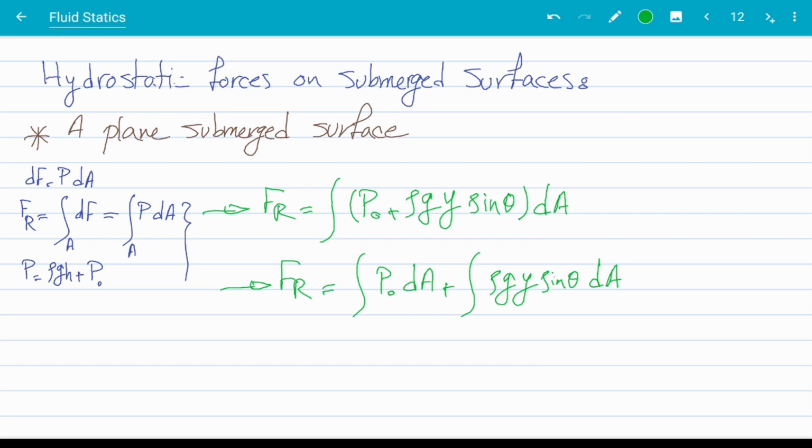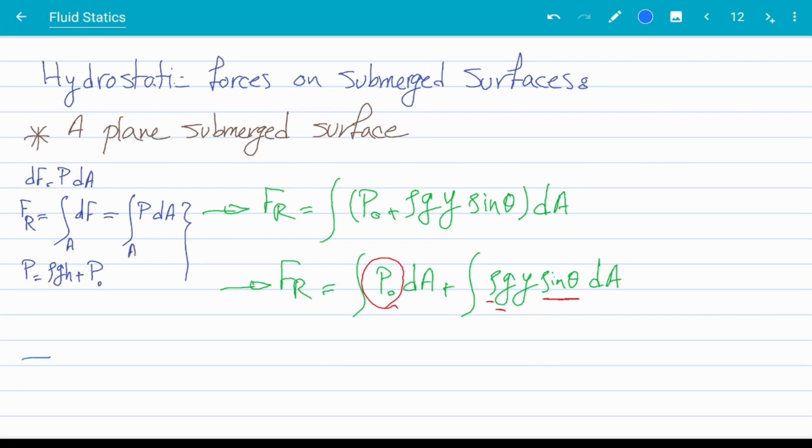Now here's the interesting part. P0 is the pressure of air outside the liquid, so it's constant. So it can jump out of the integral. For the second integral, we're talking about the liquid, right? So density can be treated as a constant. g is the gravitational acceleration, so it is a constant. Sine theta is a constant because the angle of the submerged surface is not going to change. So these three terms can jump out of the second integral.